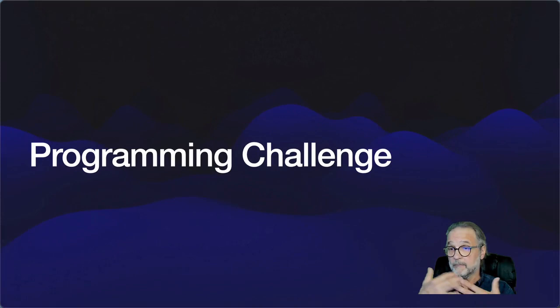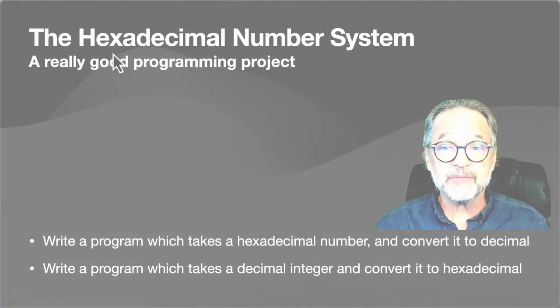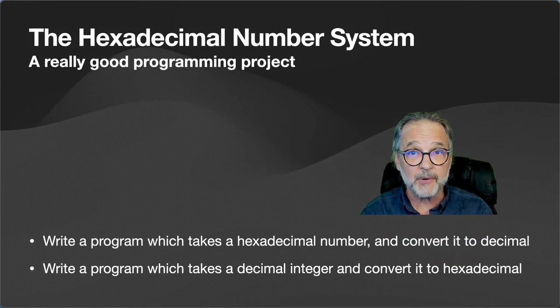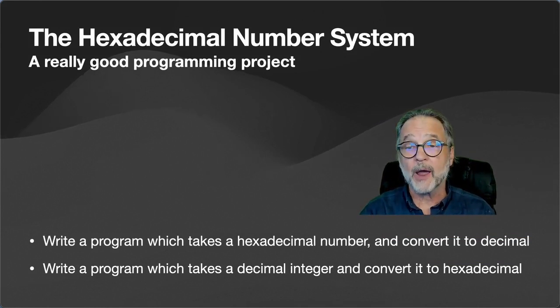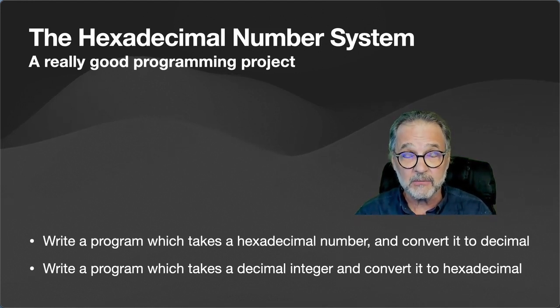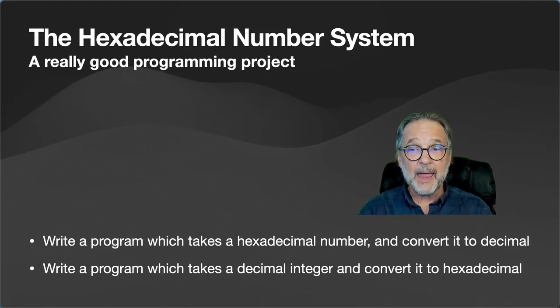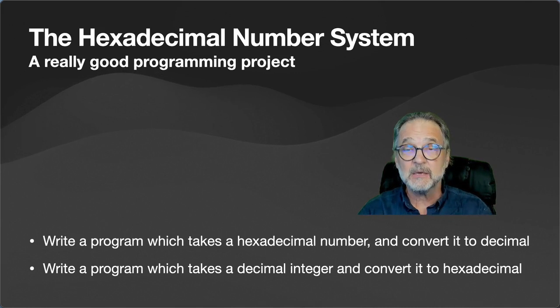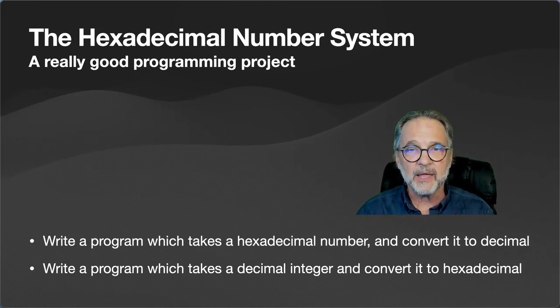All right, so this isn't a classroom. You're not required to do this, but I've got a couple of good programming challenges for you. One of them is: write a program which takes a hexadecimal number entered by the user and converts it to decimal. In the same program or a new program, write a program which takes a decimal integer and converts it to hexadecimal. Do that in C, C++, Python, Java, whatever language you like, and use those divide by 16s. Use that range, that power of 16. Really great example, really great exercise. If you do that, you will understand the hexadecimal number system.